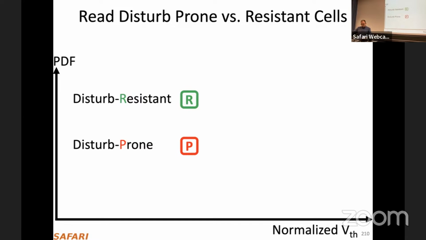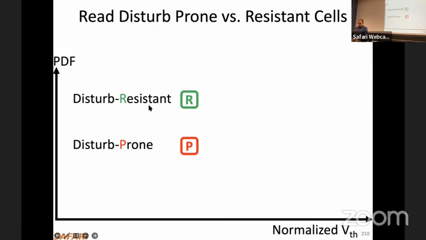Okay, shall we continue? So this is another point that we actually use to recover. It's actually quite interesting. There are some cells that are disturb prone, and there are some cells that are resistant, so they don't really move much.